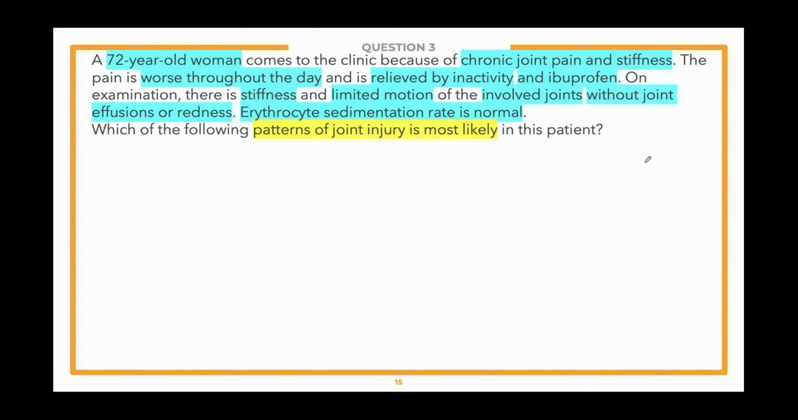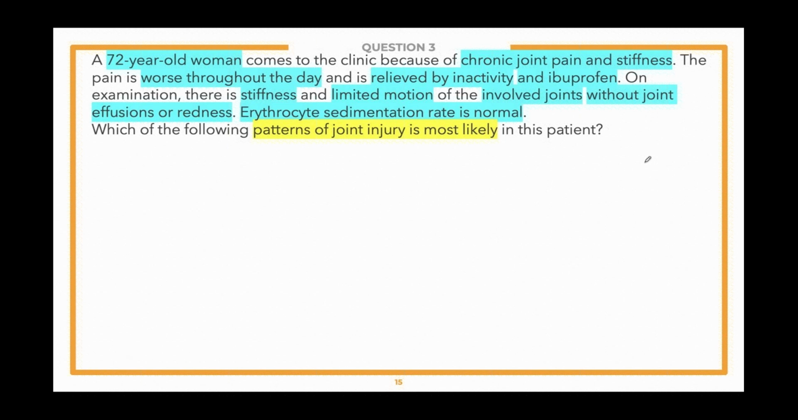So when we are told about joint pain, things we want to know: where is the joint pain? Is it better in the morning? Worse in the morning, worse at night? Is it better with activity, worse with activity? And specifically, which joints are involved? And you can see some of those things are actually told to us, and so we want to make note of that. Okay, so this question is asking us about pattern of joint injury most likely.